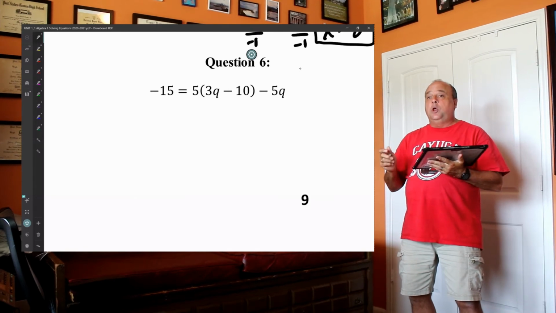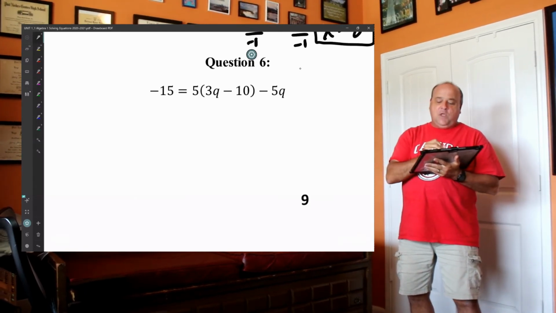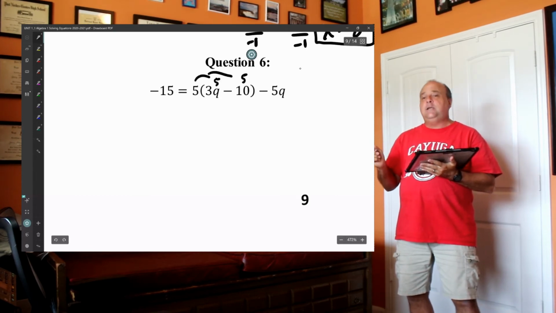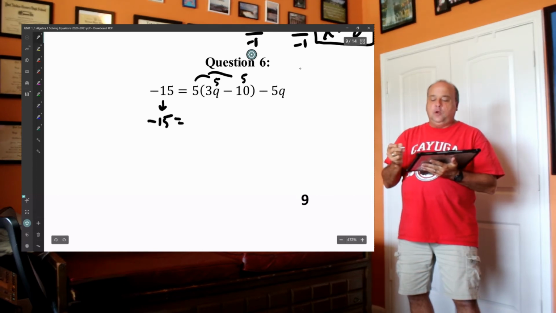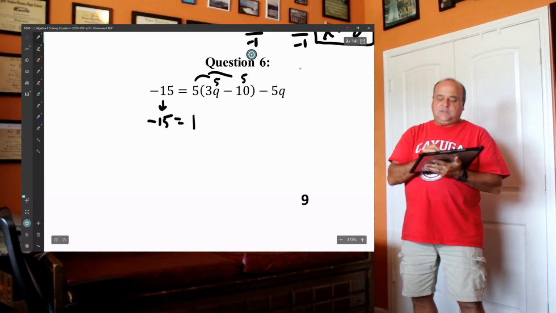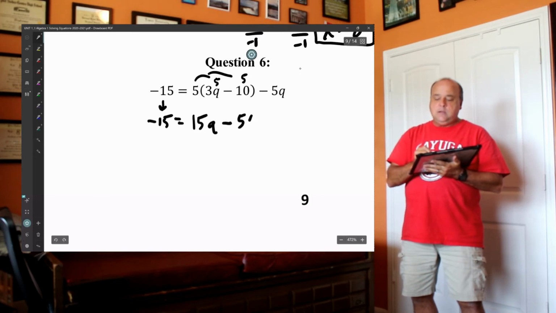On this one, what's the Bluebell truck? That's right. The Bluebell truck is 5. So we're going to take the 5 and we're going to drive it to the stores, the 3 and the 10. The negative 15 drops. It does not get the Bluebell truck. 5 times 3 is 15. My letter is Q, sign, number, letter. A positive times a negative is a negative. 5 times 10 is 50, minus 5Q.